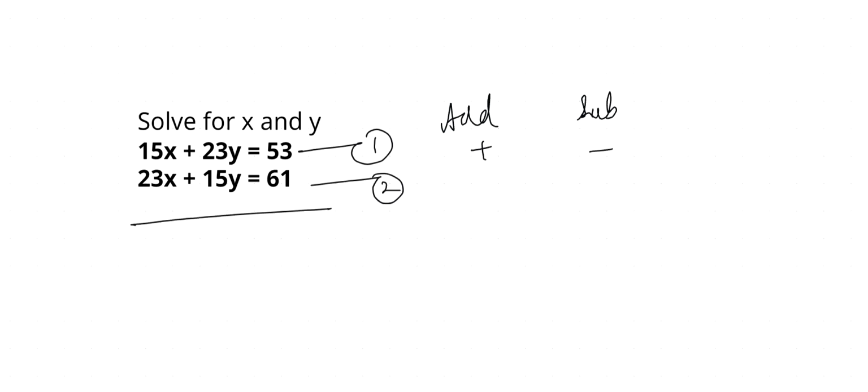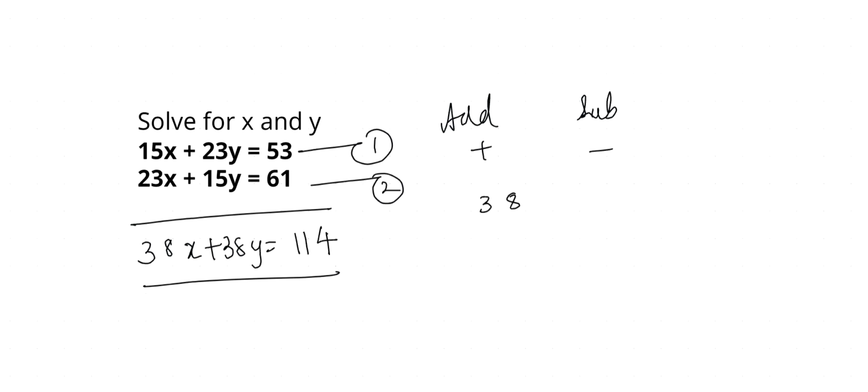15 plus 23, 5 plus 3 is 8, 2 plus 1 is 3, so 38x plus 38y. 3 plus 1 is 4, 5 plus 6 is 11. Now, let me see. 3 8s are 24, right? What is 38 into 3? 8 3s are 24, plus 2 is 26, 29, 10, 11.